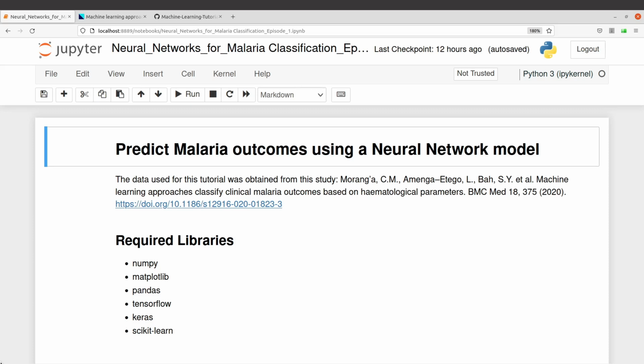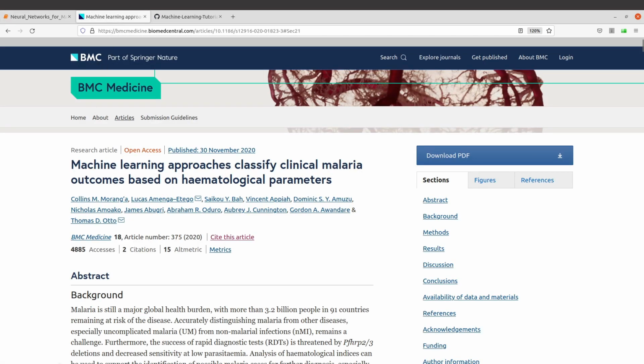So for this tutorial, we are going to build a neural network model and then use that to predict malaria outcomes. So that is what we are going to do. The data that I'm going to use is from this paper. I obtained it from this paper. And by the way, I am a co-author of this paper.